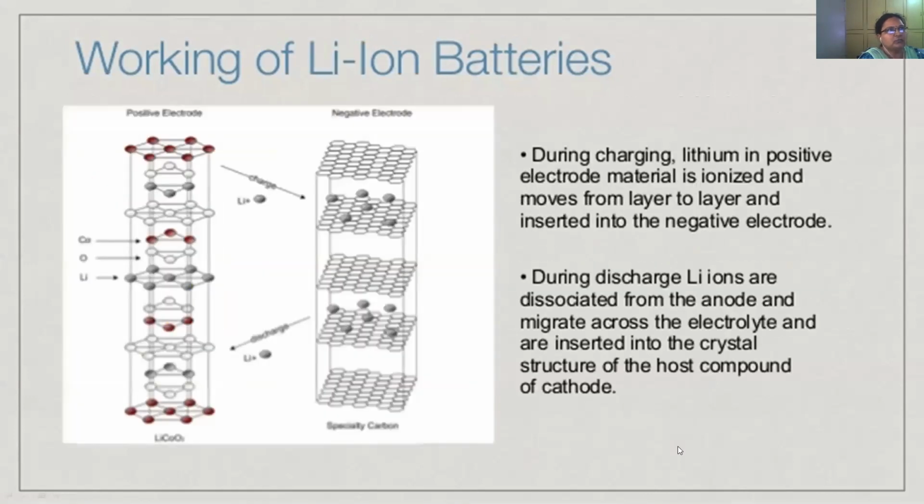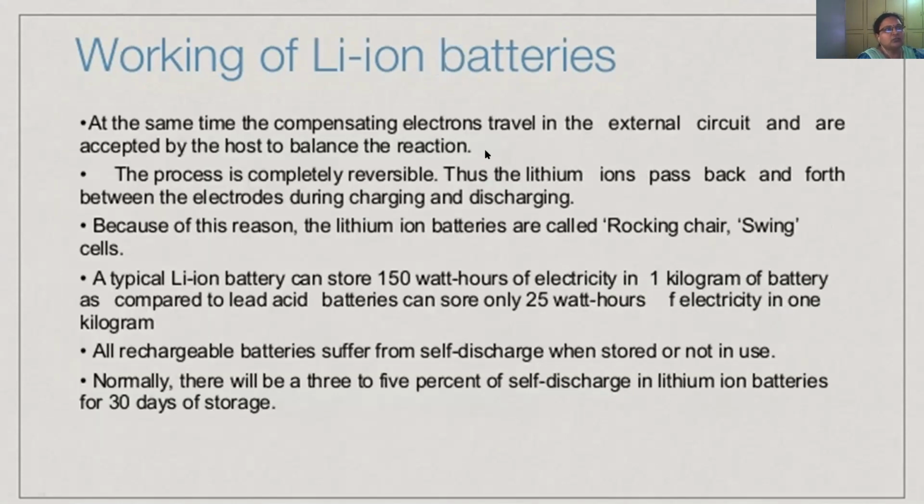Working: during charging, the lithium positive electrode material is ionized and moves from layer to layer and is inserted into the negative electrode. During discharge, lithium ions are dissociated from the anode, migrate across the electrolyte and are inserted into the crystal structure of the host compound of the cathode. This is how it works, like a rocking chair or swing cell. It gives us around 150 watts.